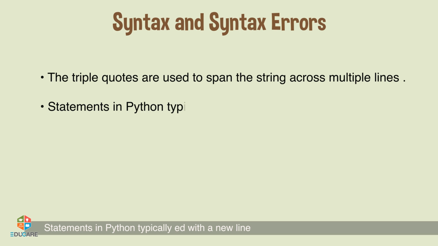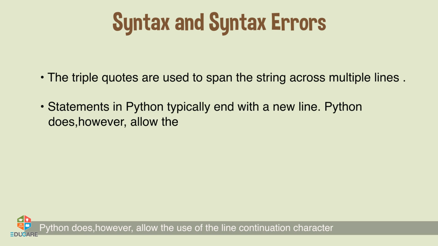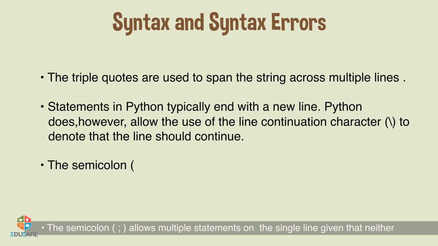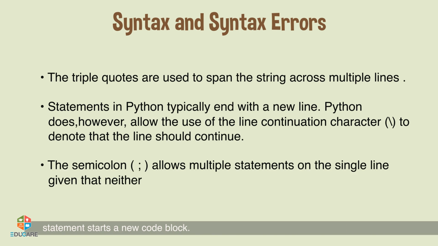Statements in Python typically end with a new line. Python does, however, allow the use of the line continuation character, shown on the screen, to denote that the line should continue. The semicolon allows multiple statements on a single line, given that neither statement starts a new code block.